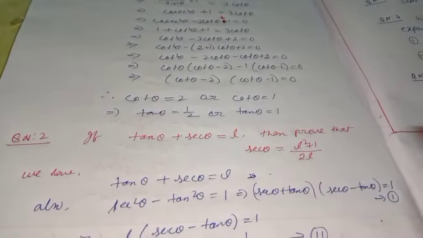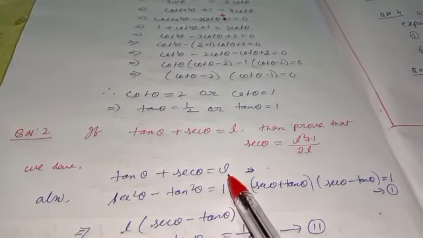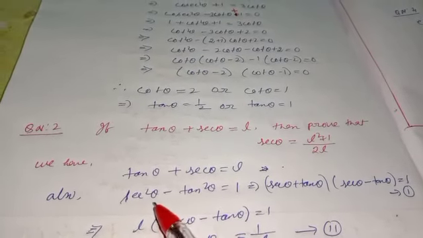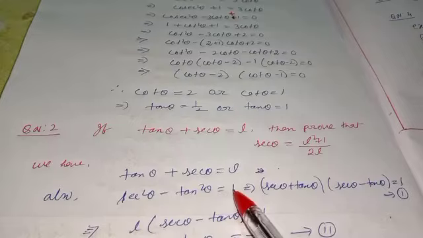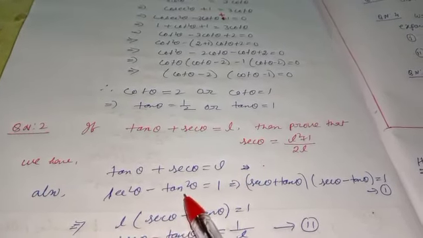to L square plus 1 by 2L. Okay? So we have tan theta plus sec theta is equal to L. And we also know that sec square theta minus tan square theta is equal to 1. This is an identity, or not? You can break this one, because a square minus b square you can break it.